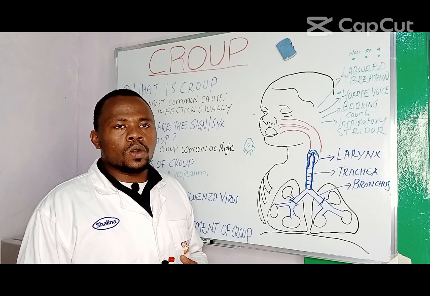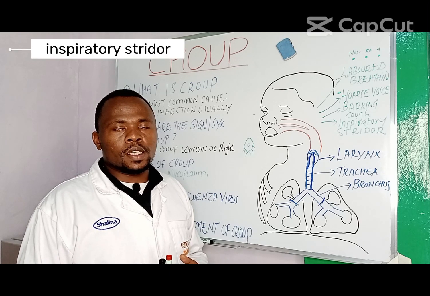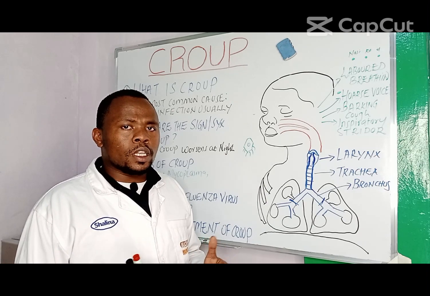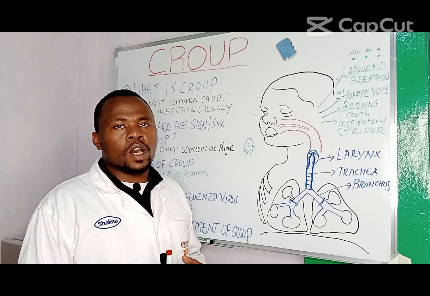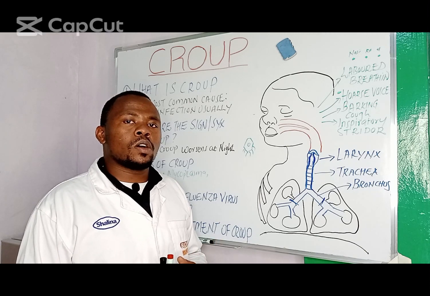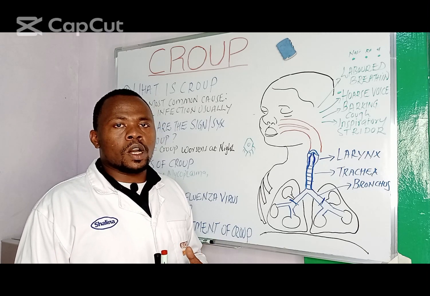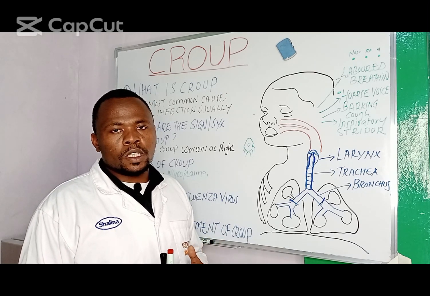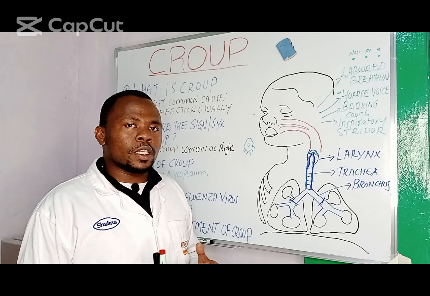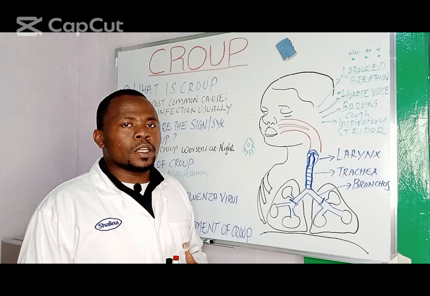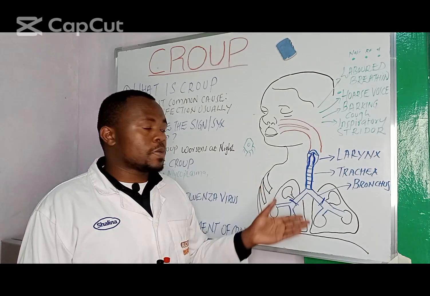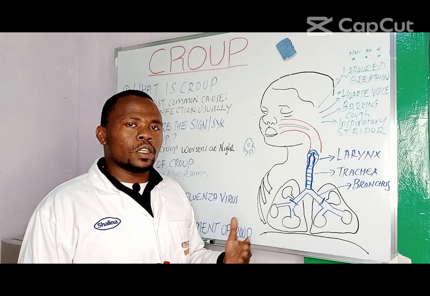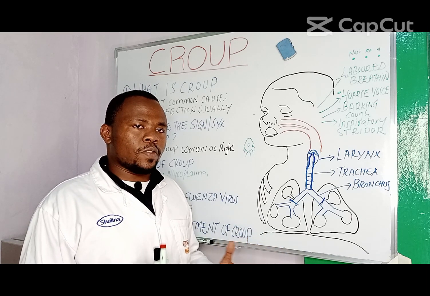Number three, your child will have what we call inspiratory stridor. Inspiratory means breathing in or inhalation. Inspiratory stridor is a loud, harsh, high-pitched musical sound that occurs when you are breathing in. It is produced by the turbulent flow of air when air is trying to enter the partially obstructed airway. This is because we have said that when you get an infection, the infection will lead to inflammation.